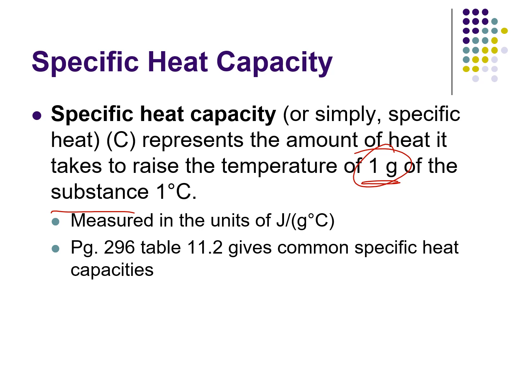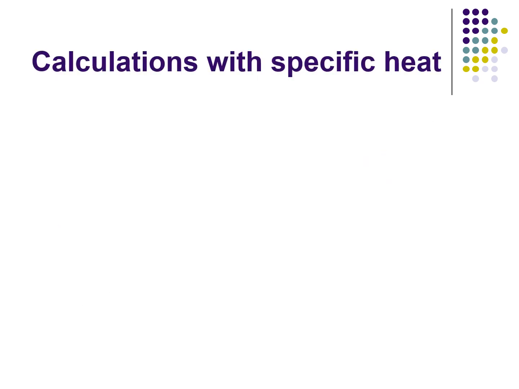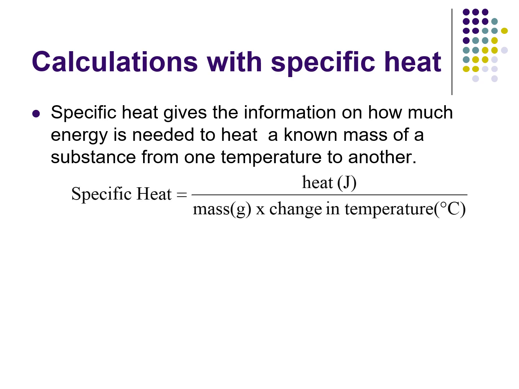So a swimming pool of water and a cup of water, because they're both water, would have the same specific heat because it's all per 1 gram. So let's do a calculation with specific heat. Specific heat, again, lets us know how much energy is needed to raise a certain mass of a substance from one temperature to another.